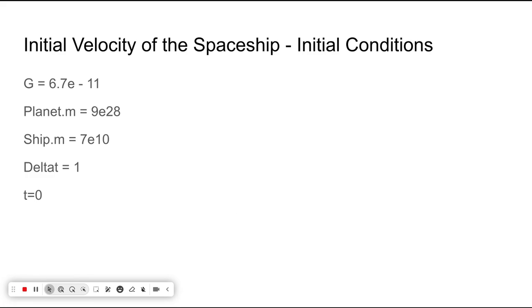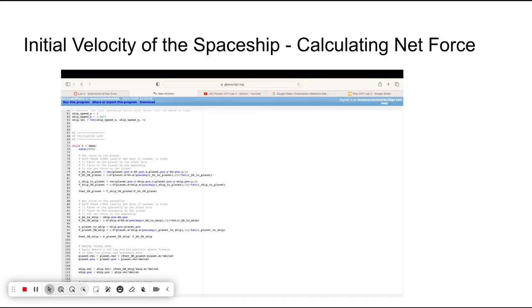Here's the second part of the lab. The initial velocity is the spaceship part. Here are the initial conditions for that. G is always constant, and the other stuff was just given to us. Here's the code for calculating the net force, and once we have a model that calculates net force, we can just plug and play with velocities to figure out which one's right.